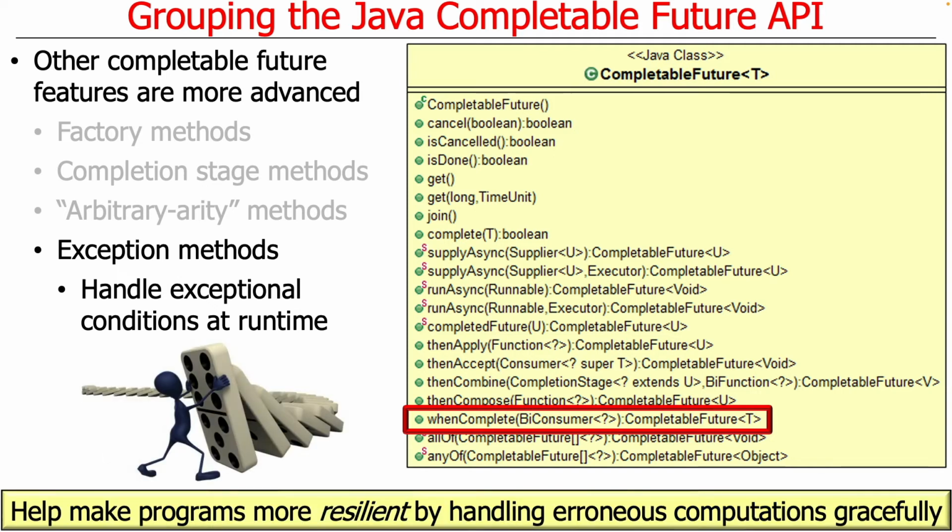And the purpose, in the context of the wonderful reactive programming principles, is that these exception handling mechanisms make your programs more resilient by handling erroneous conditions and erroneous situations gracefully without having your program crash, which causes all kinds of problems, as you might imagine.